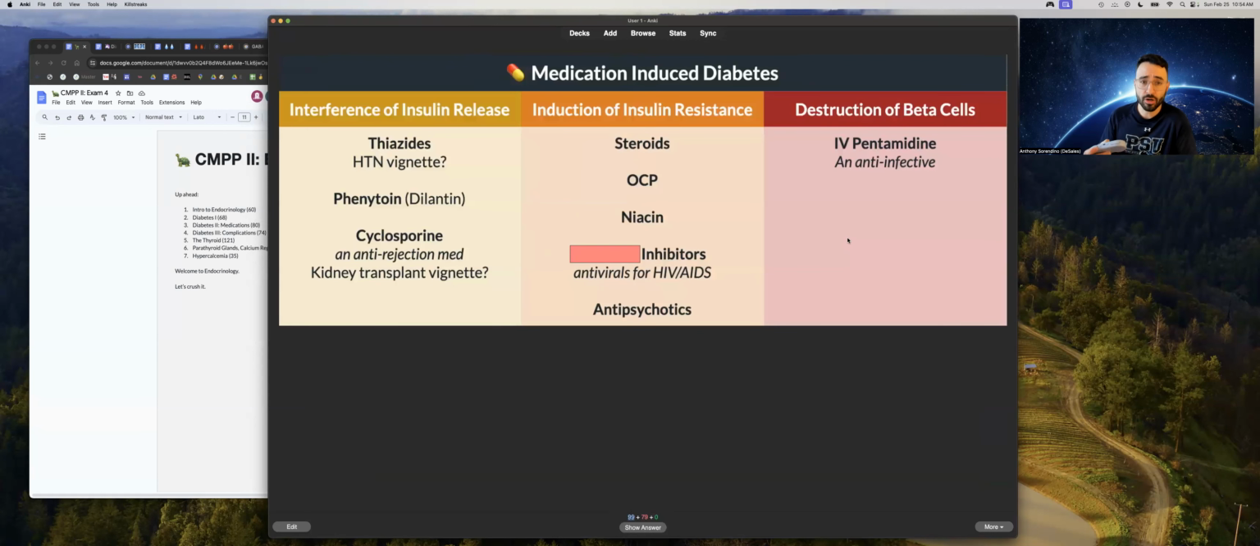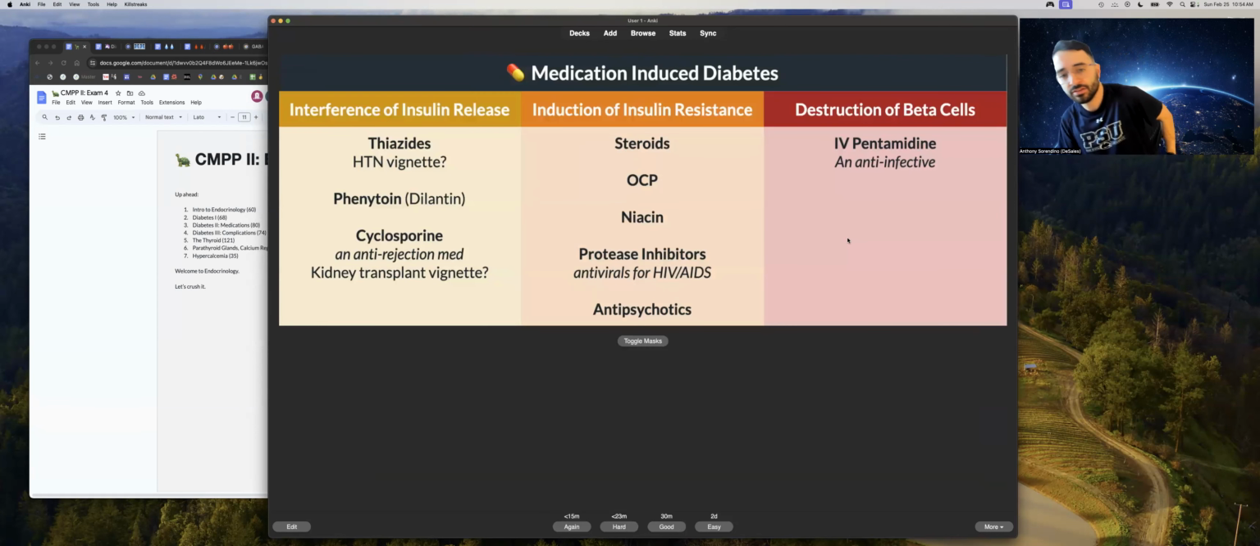What type of inhibitor induction? This is protease? Yeah, protease. Okay. So middle column, induction of, so these are insulin resistance, not release. That's important. So it spells SOAP, S-O-A-P. I don't know. I have to do a SOAP note.